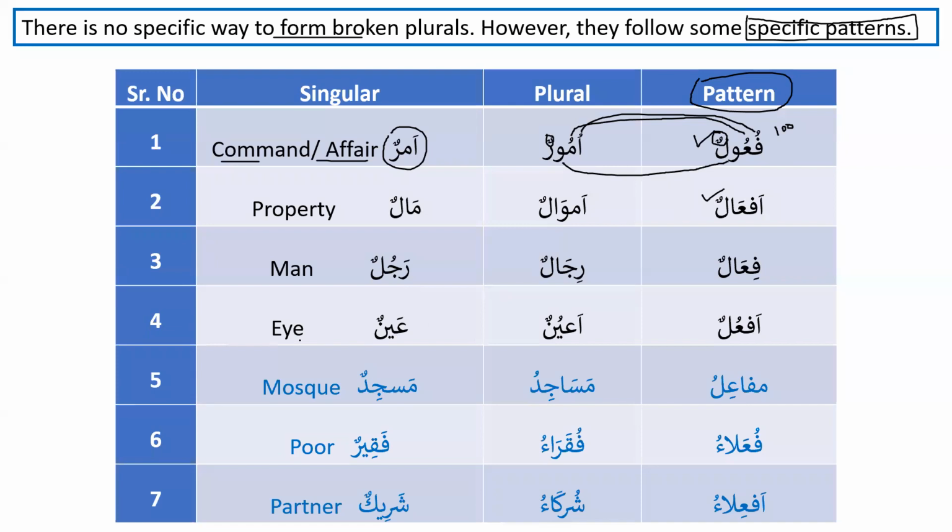Then we have aynun, eye, and the plural is a'yunun, on the pattern of af'ulun. This pattern is also used a lot in the Quran. Now you need to notice something over here: in the end we have tanween, but starting from number 5, 6, and 7, they do not have tanween. As of now, the only thing you need to do is to focus on these patterns.